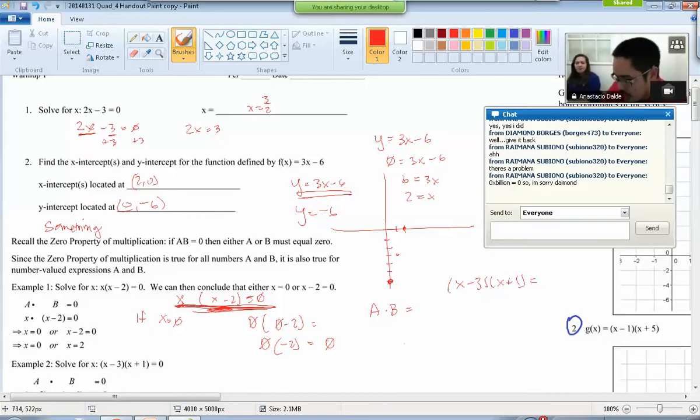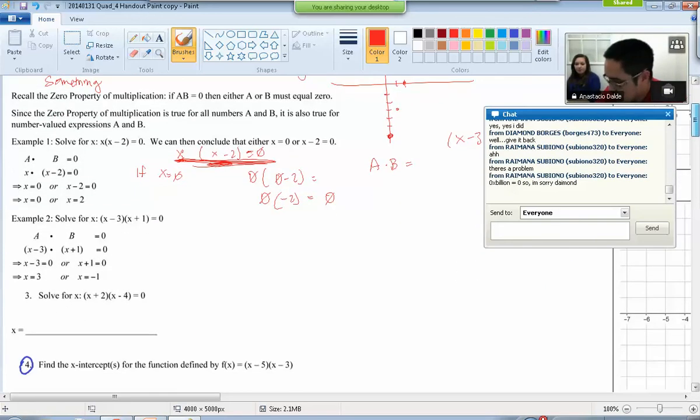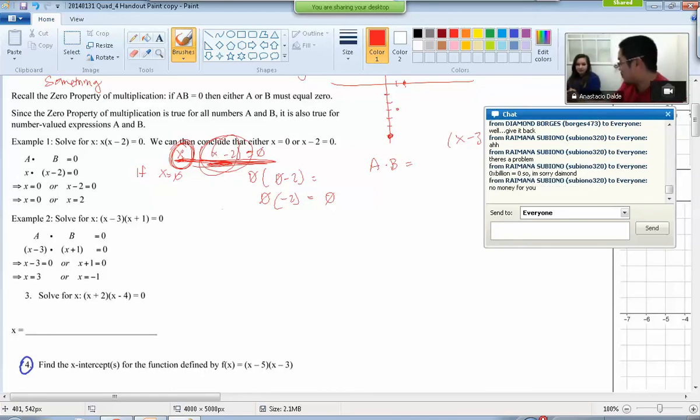All right, let's look at this closely. I can either say this equals 0 right here, or I could say this equals 0. Because if the second one equals 0, it doesn't matter what the first one is, because if I multiply them together, it's going to equal 0 in the end. Does that make sense?